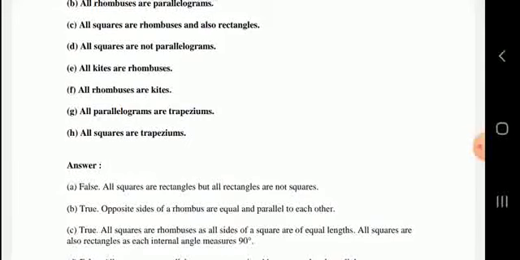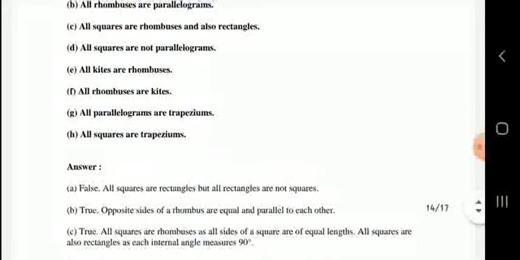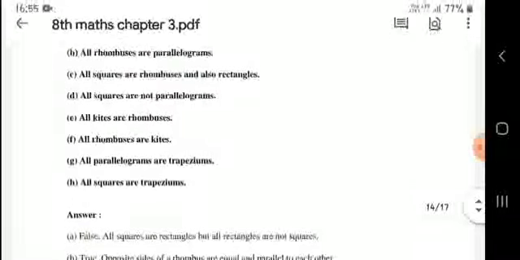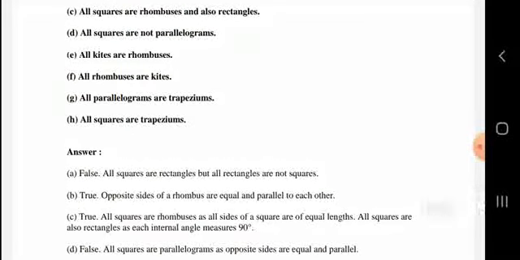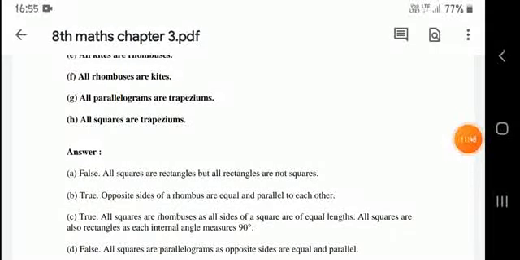And next, all squares are rhombuses and also rectangles. So it is also true. All squares will be in the shape of a rhombus as the sides of the square are of equal length. And all squares are also rectangles as each internal angle is 90 degrees.